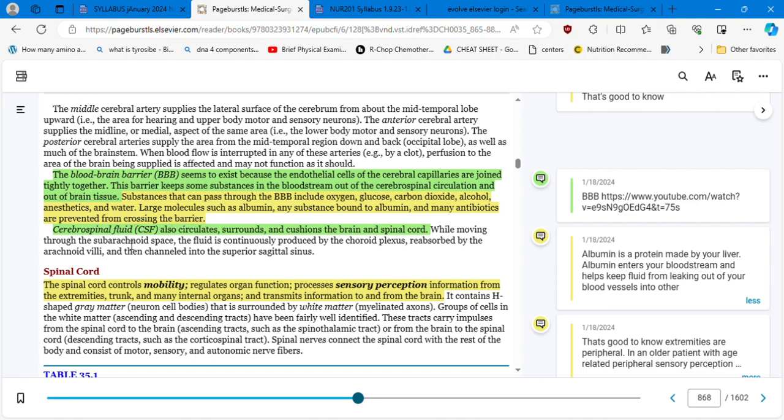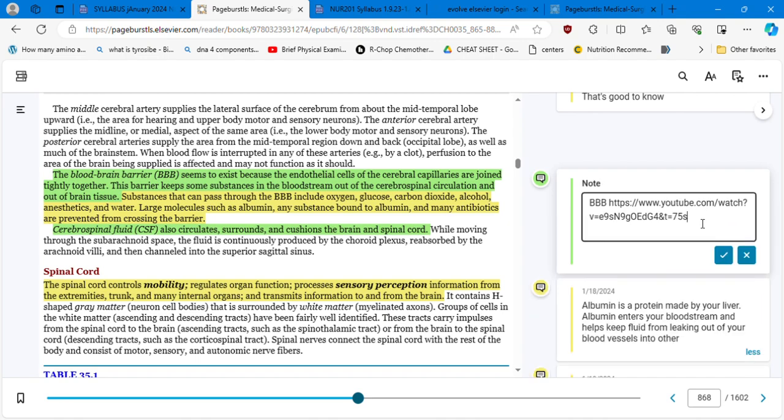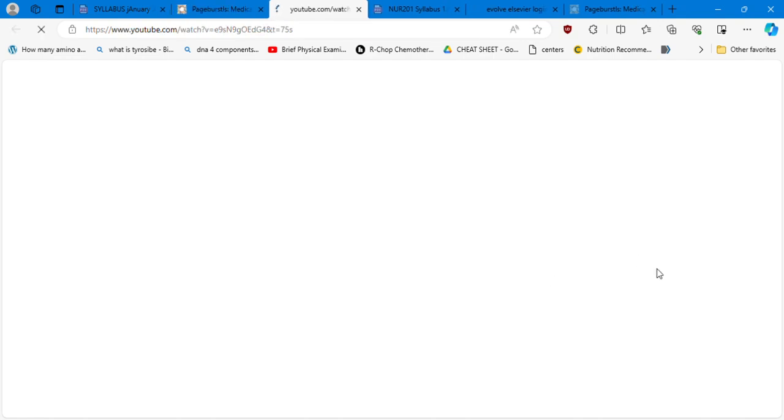Okay, cerebrospinal fluid also circulates, surrounds, and cushions the brain and the spinal cord. Let's watch a quick video. I have selected videos of 1 minute, 2 minutes, so guys, you can understand in small videos.